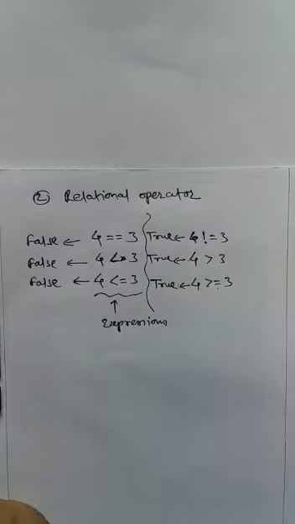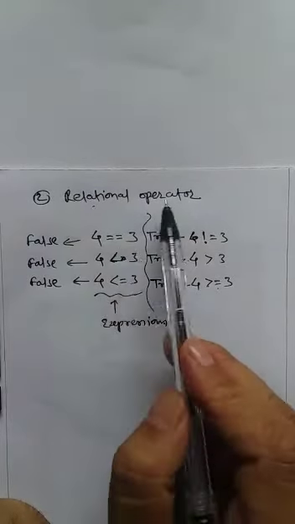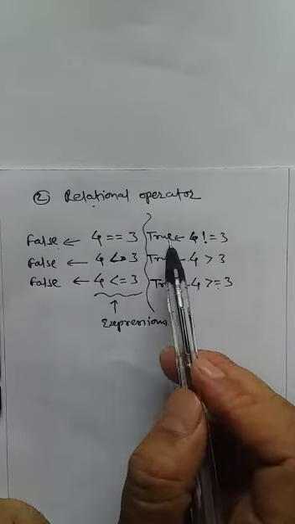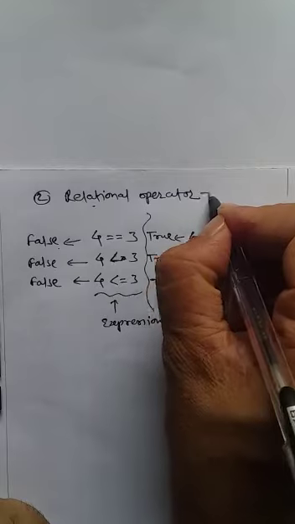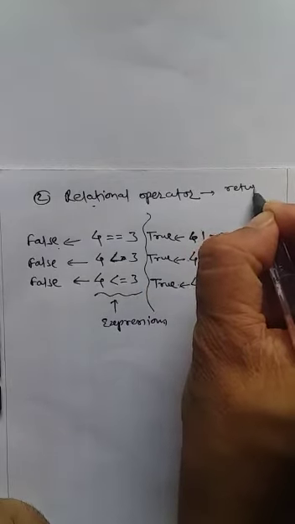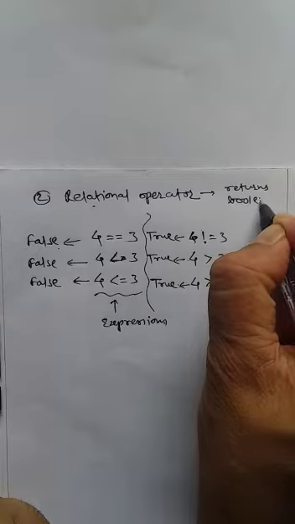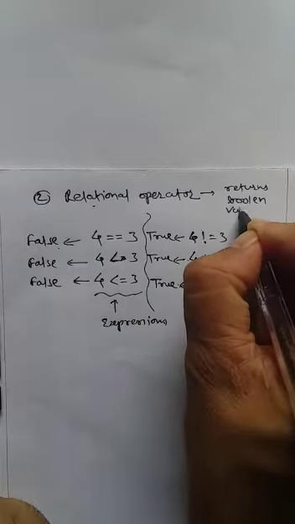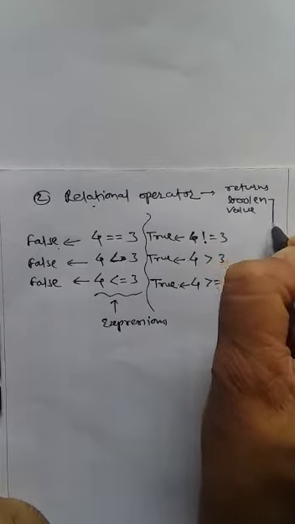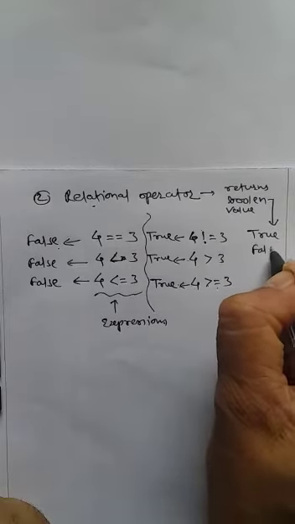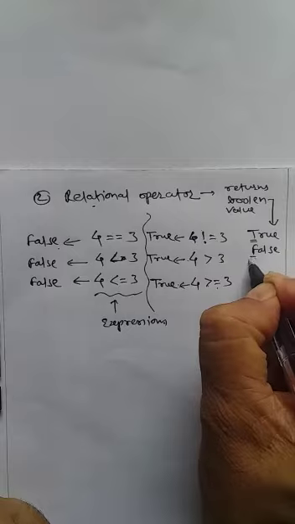So this example indicates that the result of a relational operation is either a true value or a false value. What do we call this true or false value? It is a Boolean value. What are the values for a Boolean? The values are either True or False, and remember, the first letter is capital.